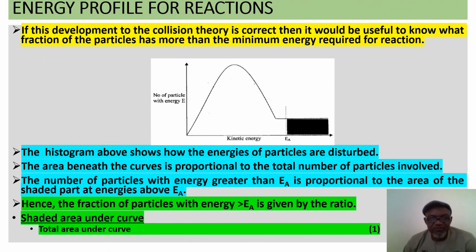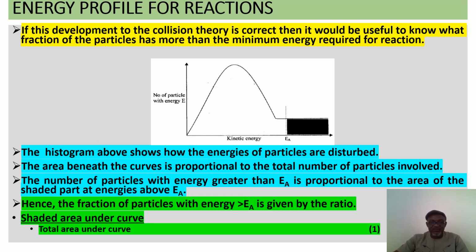Now, this is the energy profile using the collision theory, showing the number of particles with energy E against kinetic energy. Look at our activation energy here. The place that is painted black shows the molecules that have enough energy, more than this activation energy, that have gone into reaction. The histogram above shows how the energies of particles are distributed. The area beneath the curve is proportional to the total number of molecules involved.